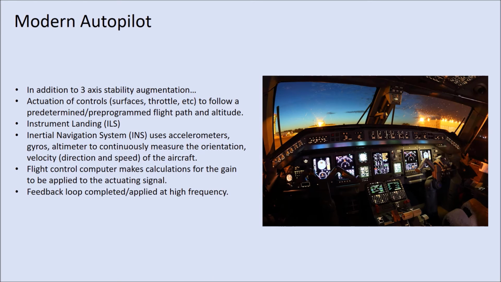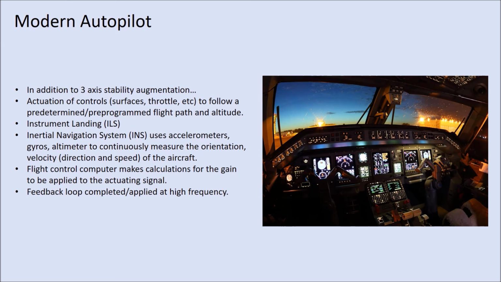So in addition to enhancing the aircraft's stability beyond what pure aerodynamics can provide, a modern autopilot system can also manipulate the controls, whether that's the control surfaces or the throttles, for example, to follow a pre-programmed flight path and or altitude. Modern aircraft may also be fitted with an instrument landing system, auto land features and that kind of thing, which all rely on what's called an inertial navigation system, an INS.